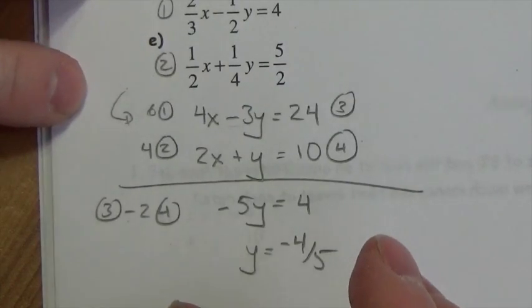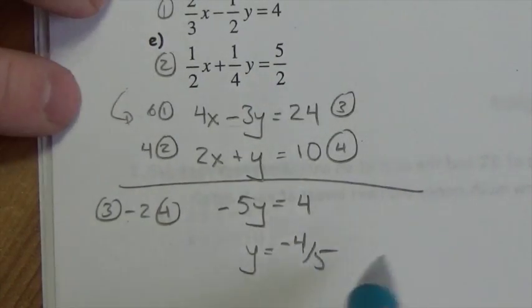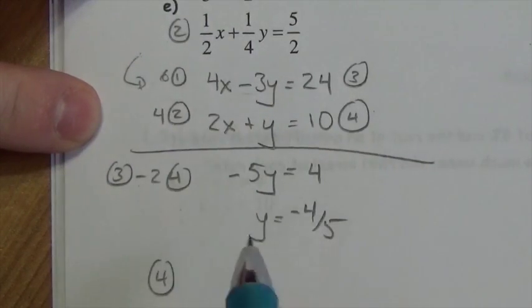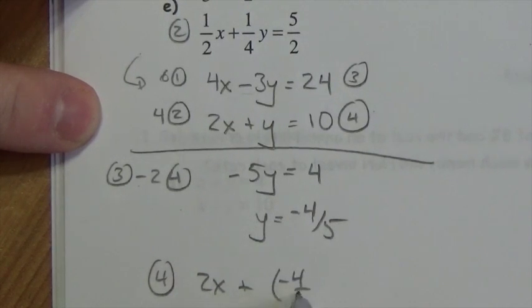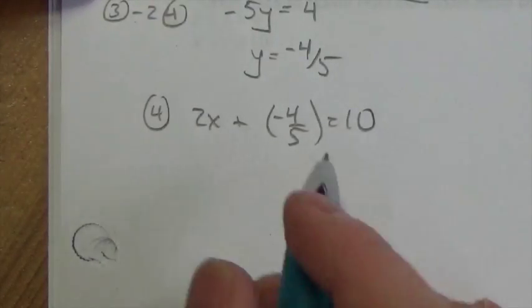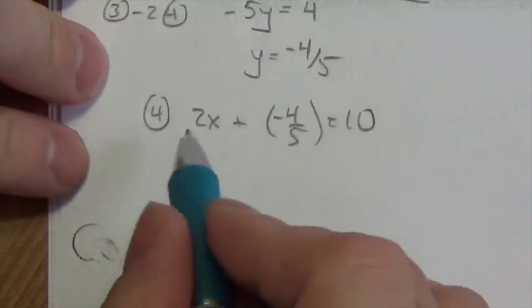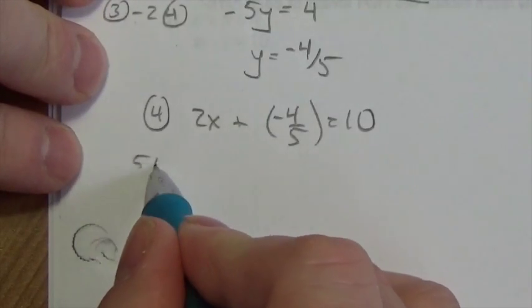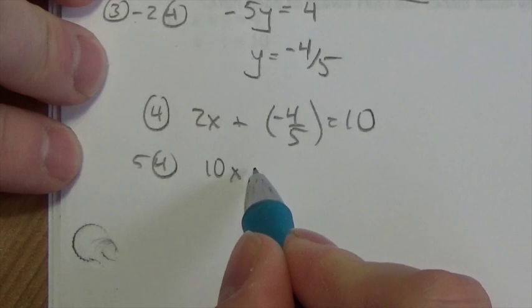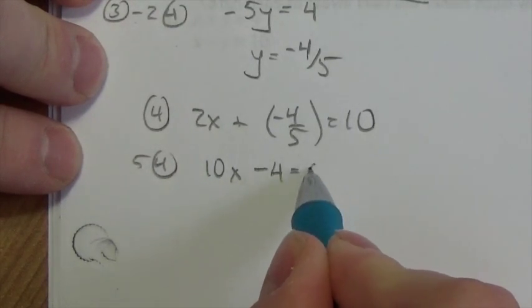Now, to get our x coordinate, I'm going to take that back into one of the originals. I'll take it into equation 4 there. Plug this into equation 4. So 2x plus negative 4/5 is equal to 10. I am so lazy. I'm going to multiply everything through by 5 here just to get rid of that fraction. Okay, so 10x minus 4 is equal to 50.